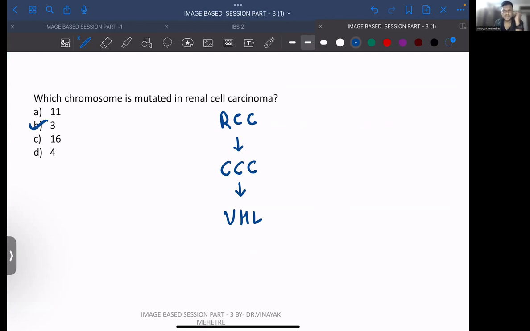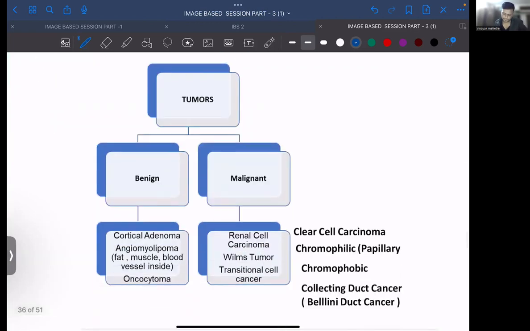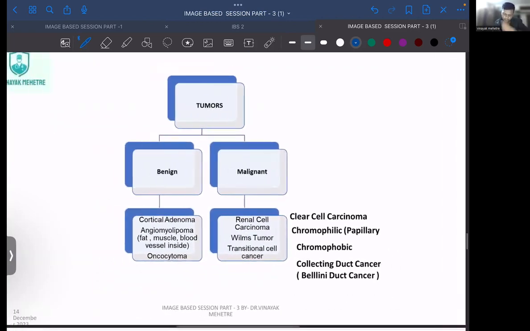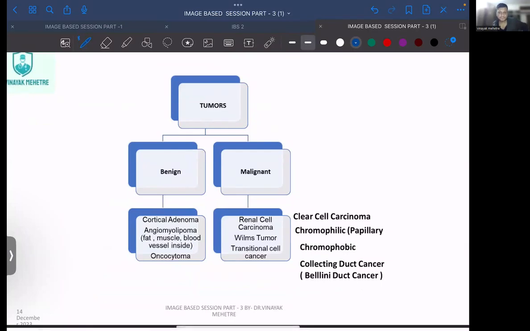Okay? RCC, clear cell carcinoma, CCC, right? And the VHL gene is mutated. So everything will be 3, right? Everything will be 3. Right? Which is the most common type? It is clear cell carcinoma. Okay, malignant, right? Yes, CCC.